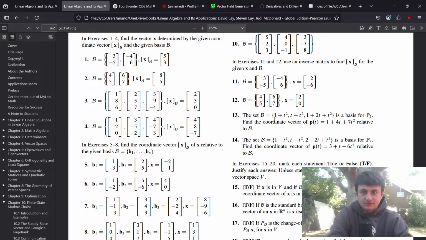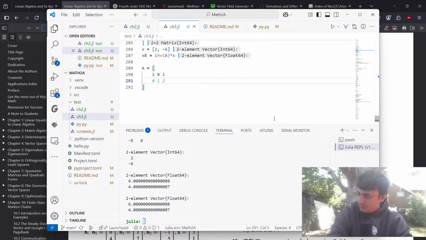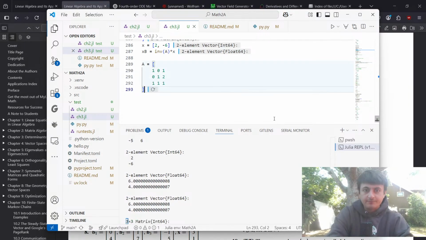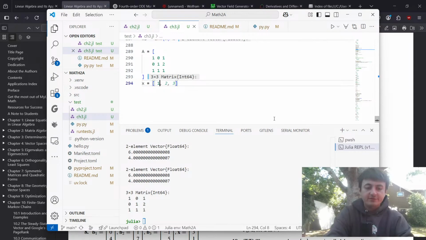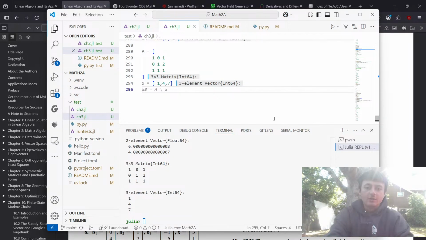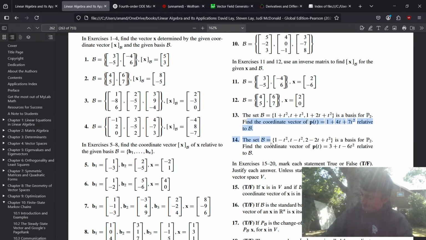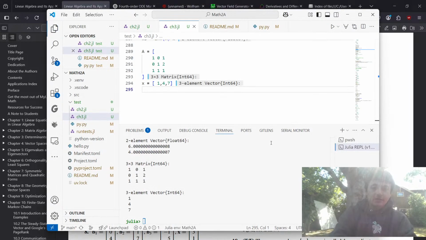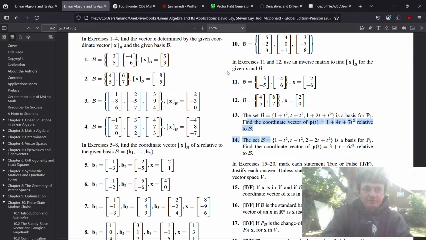Okay, wait. I just need to write this down. So A is equal to 1, 0, 1, 0, 1, 2, 1, 1, 1. Then X is equal to 1, 4, 7. Okay, so now, what was the problem? It's find P relative to B, given X. It's going to be equal to A backslash X. Most of this stuff in linear algebra is literally just doing a linear solve. It's just different ways to write it, but all of it comes down to a linear solve.